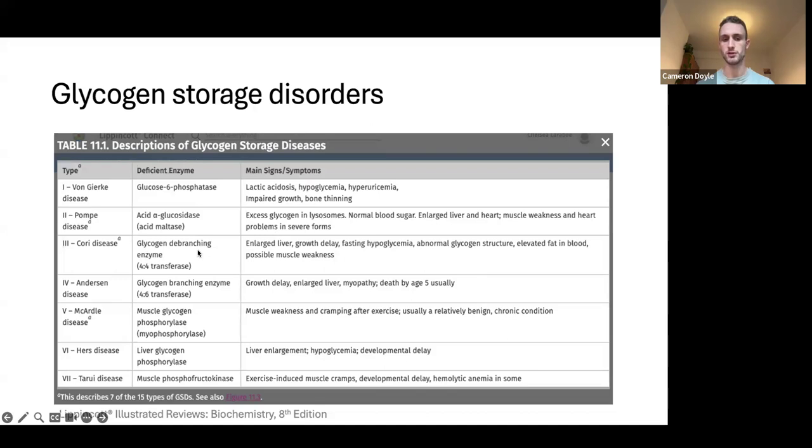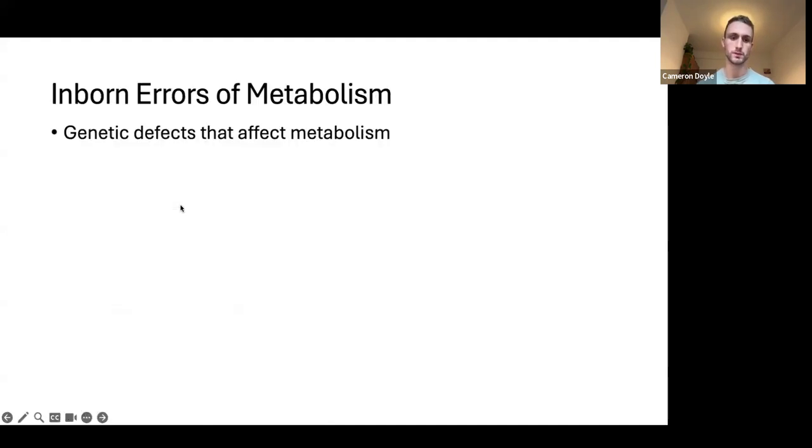So essentially, you can't debranch, which is quite an important process in the first step, because you need to move the branches on the glycogen to the main branch in order to allow other enzymes like glucose 6-phosphatase to release those individual glucose molecules.